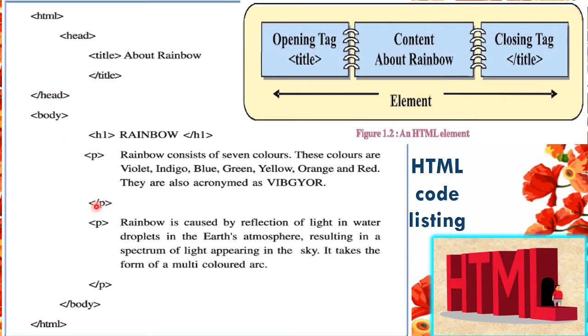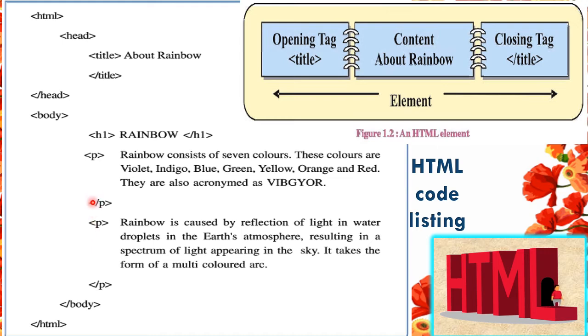This is the starting of HTML while /HTML is the ending of HTML tag. Head is the starting of head tag while /head within angular brackets is the ending of head tag. Title within angular brackets is the starting of title tag while /title within angular brackets is the ending of title tag. In the same way, body within angular brackets is the starting of body tag while /body within angular brackets is the ending of body tag.